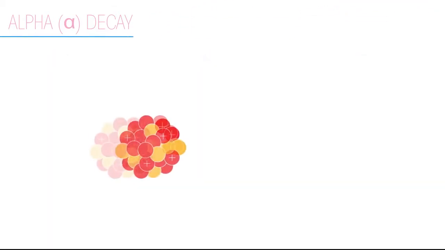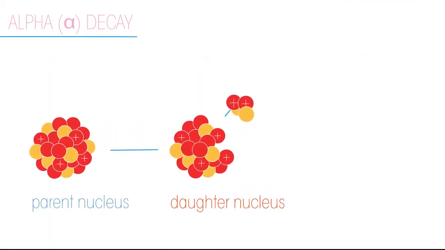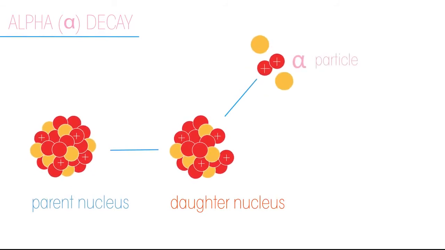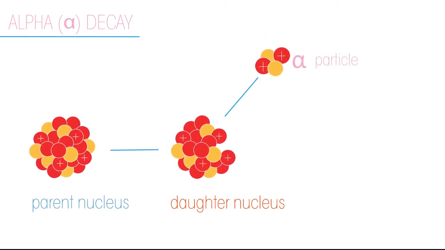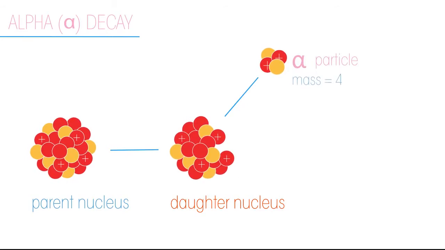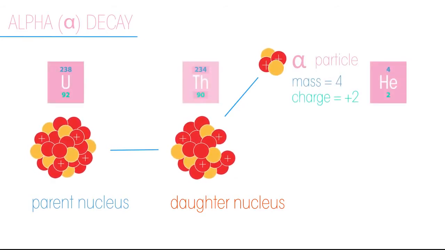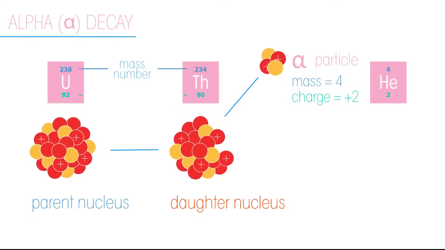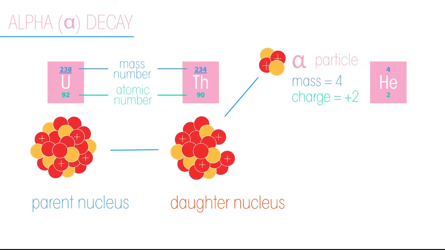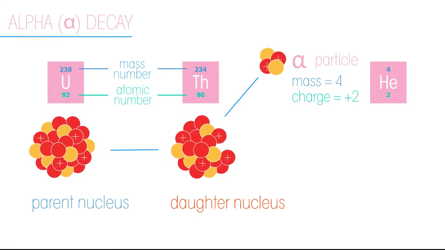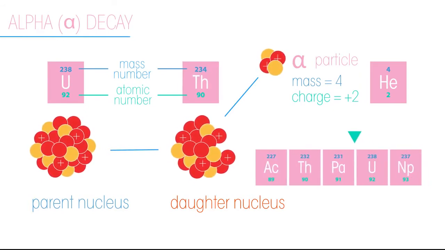Alpha decay is the loss of an alpha particle. An alpha particle is made of two neutrons and two protons. They have a mass of 4 and a charge of +2. When an atom loses an alpha particle, the mass number decreases by 4 and the atomic number decreases by 2. A new element is formed that is 2 places lower in the periodic table.